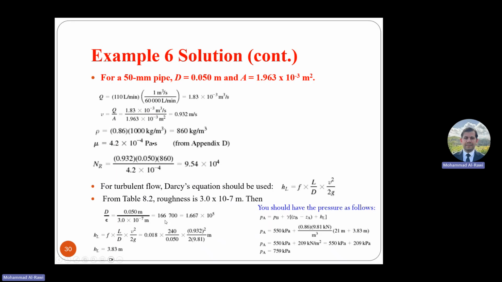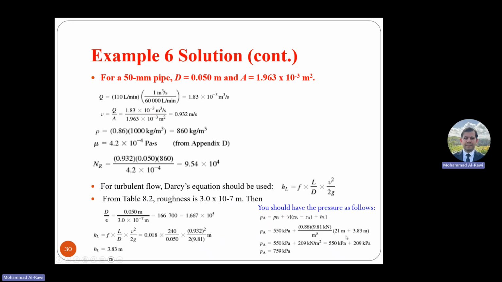You get 166,700. And then based on that, we intersect the D over E with the Reynolds number, and then you get a value for F, 0.018. That value you add into the Darcy equation, F L over D, V squared over 2G: 0.018, 240 divided by 0.05. 240 is the length of the pipe, this is the diameter. Velocity we find, as I say, is a constant; VA and VB are the same. And then you get the H losses due to friction. And then you bring that H losses into the system.